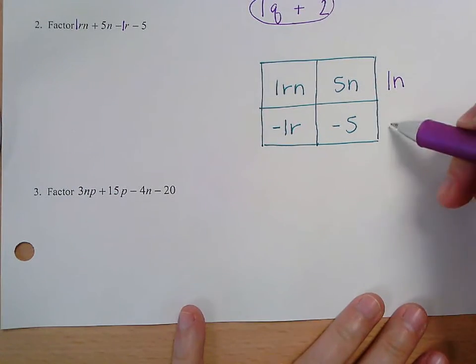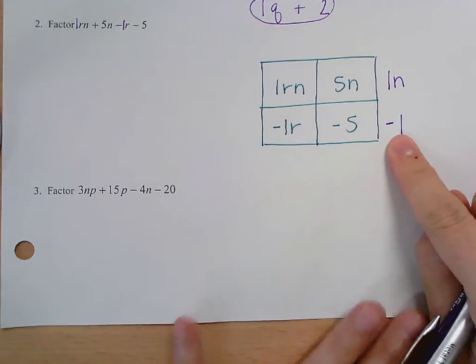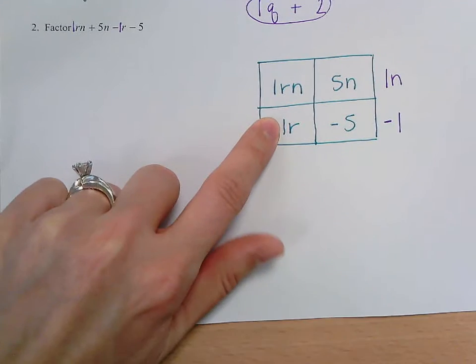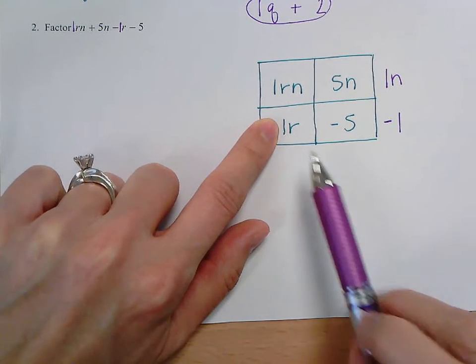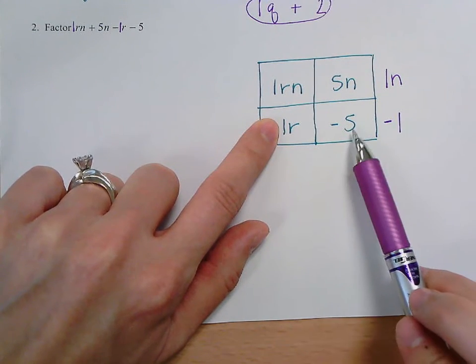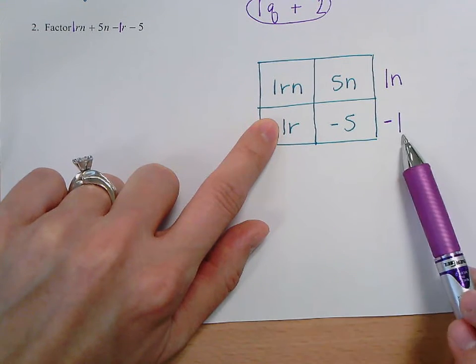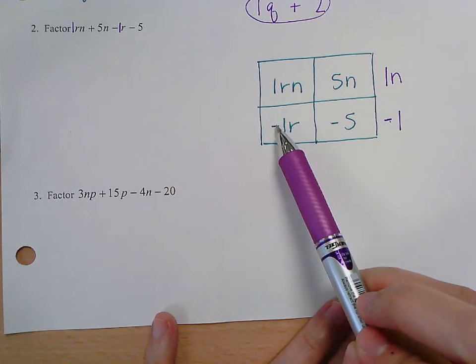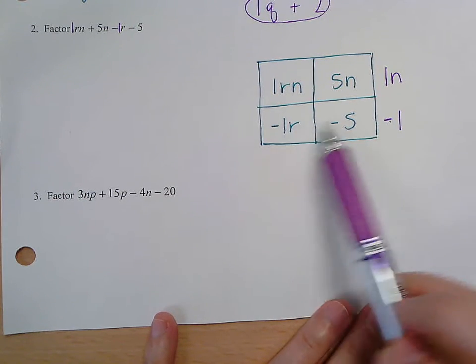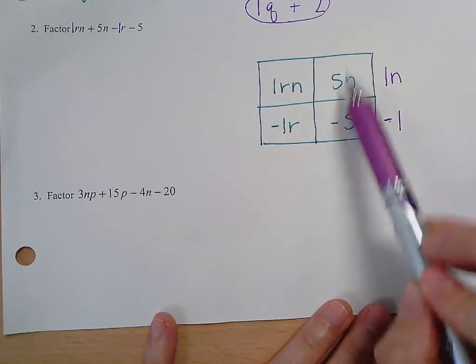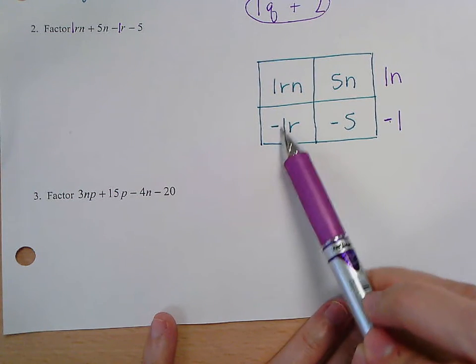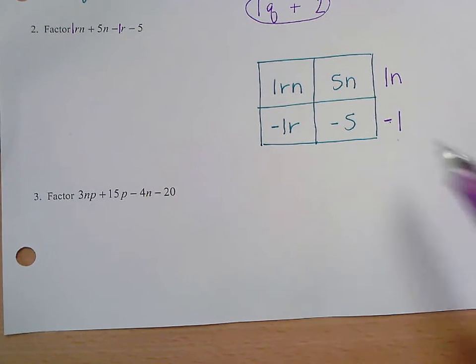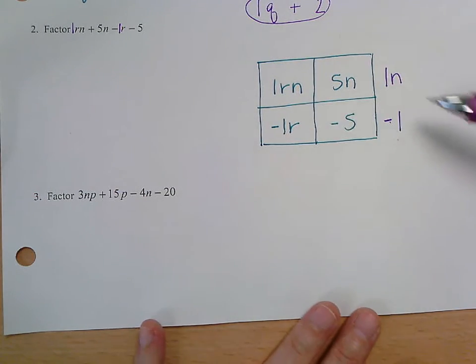Now, the only reason I'm taking out the negative, though, say this one, the 1r was positive. If this was positive and this was negative, I would just take out a positive 1. So the only time you take out a negative is if the first one, either in a row or in a column, the first one in that row or column is negative, take the negative out with it. Okay, so we'll see that here.